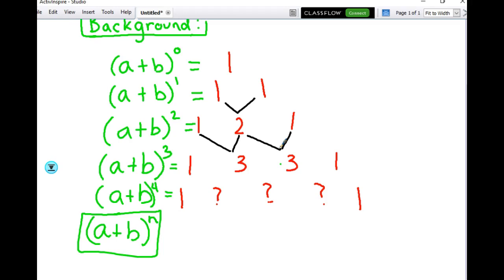So now we have a neat little way to figure out what the rest of these are. So 1 and 3 make 4. 3 and 3 make 6. And then finally 3 and 1 make 4.